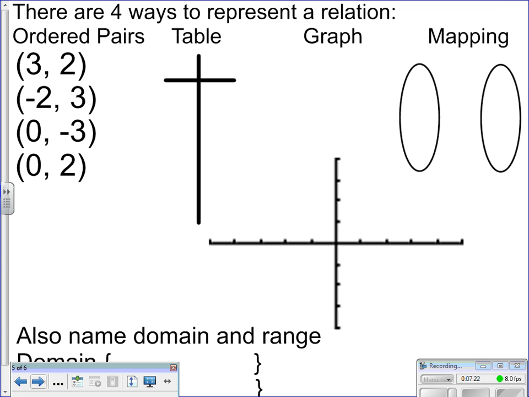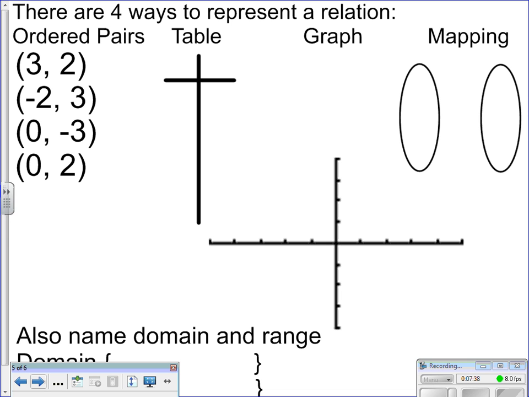Now, there's 4 ways to write a relation. The first way is the ordered pairs that you see listed on the left side: (3, 2), (-2, 3), (0, -3), and (0, 2).